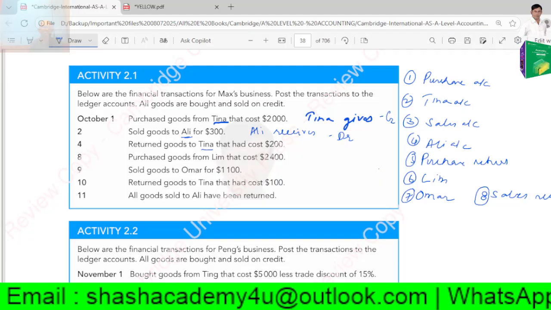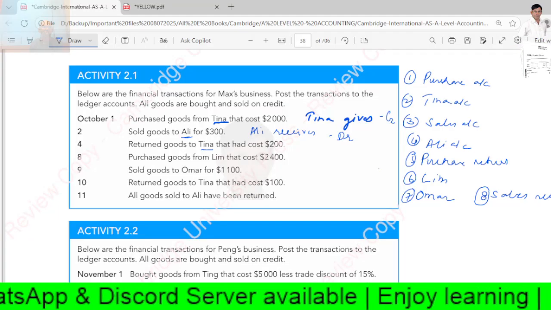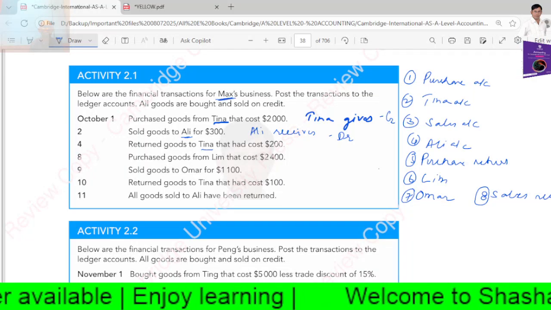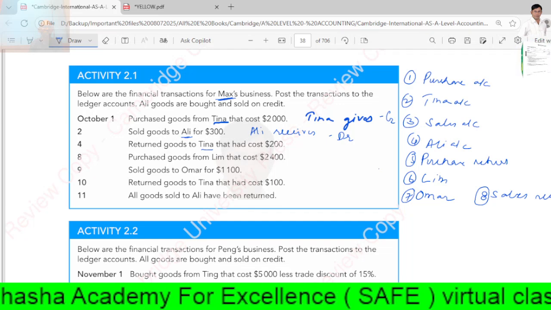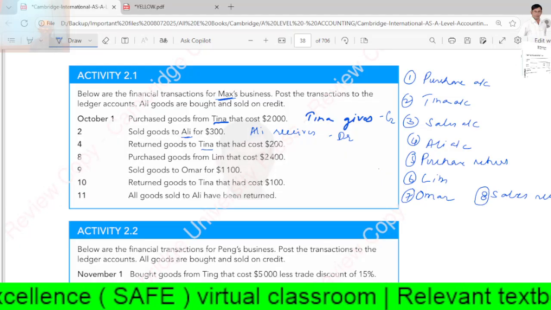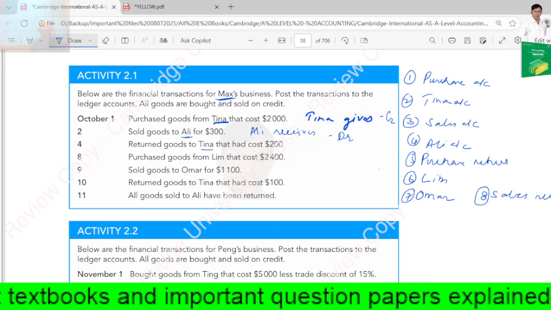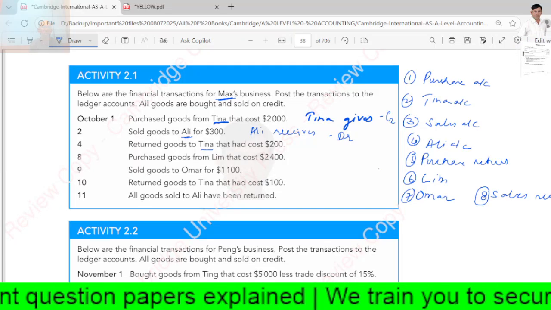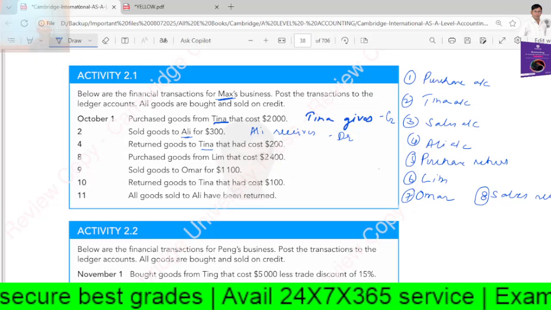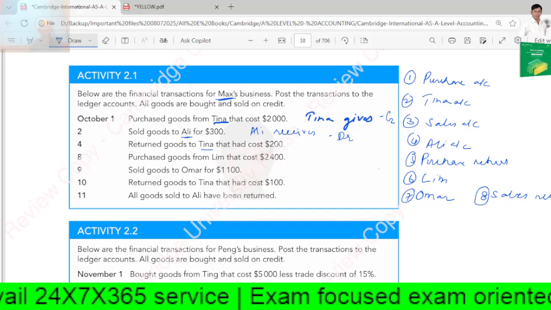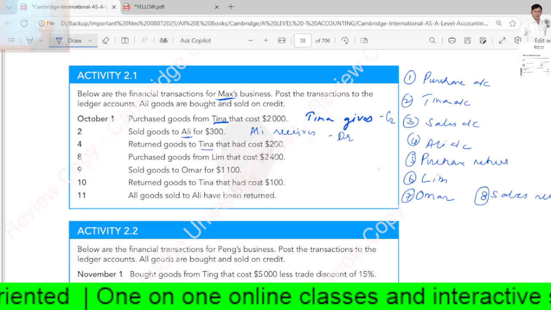They get confused. They think from the point of view of Max's business, and try to think about what Max is doing, whether Max is giving, Max is receiving, or something like that. No, actually you have to see what position Tina and Ali are in. So Tina gives, Ali receives. This is very important. Now it has been made clear to you, everything is easy. So then the entry is complete.